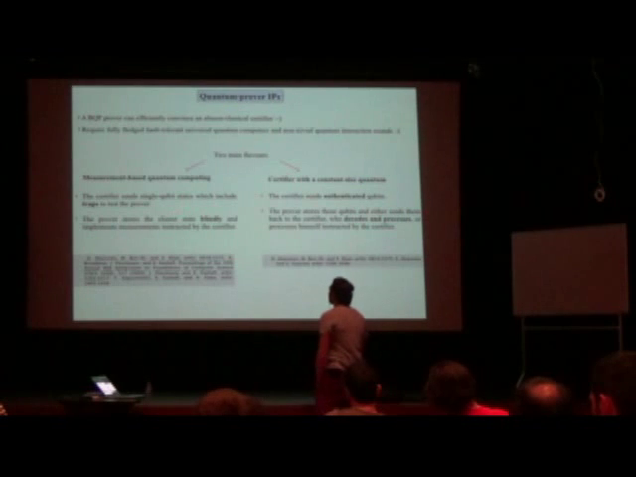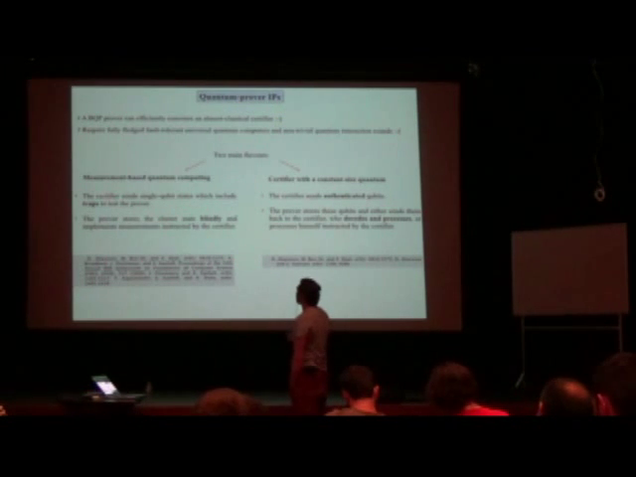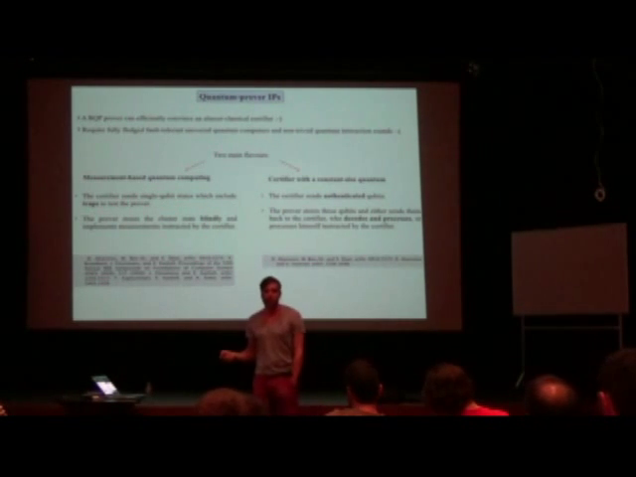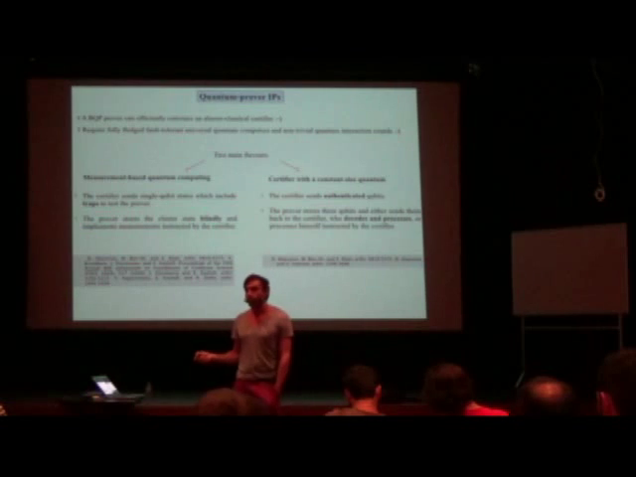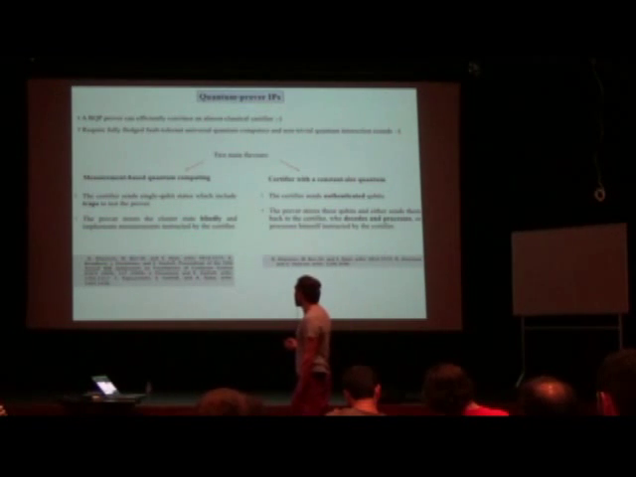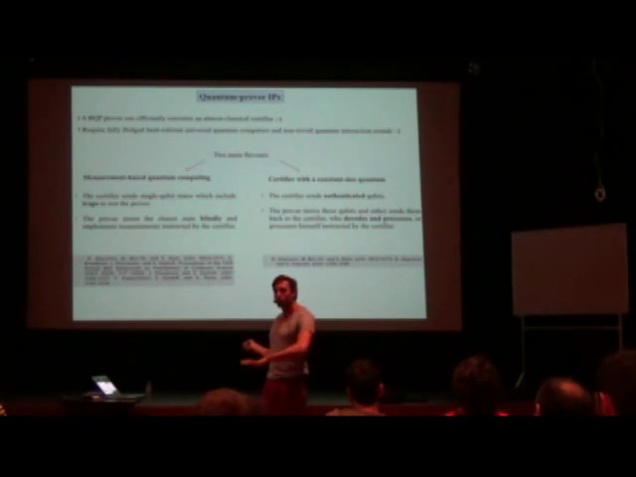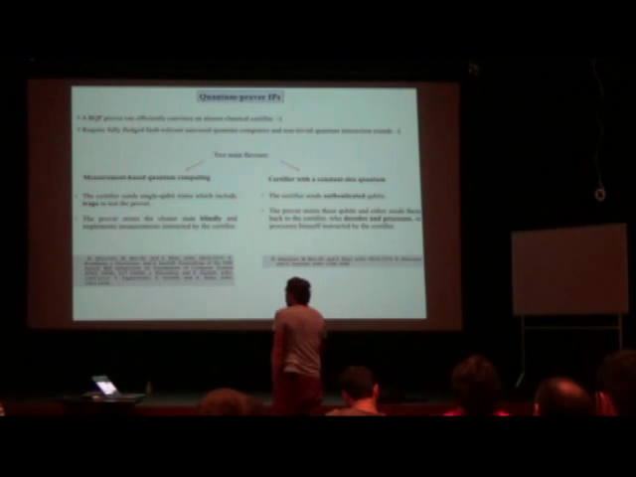He can store any states he wants. And the certifier, the only thing he does is to send him single qubit states, which eventually encode some traps to test the prover. We will see that in some detail. But once the certifier sends him the states and also some traps, the prover stores the cluster state, but he does it blindly, without knowing exactly which cluster state he has, in which basis it's written. And he only implements measurements.